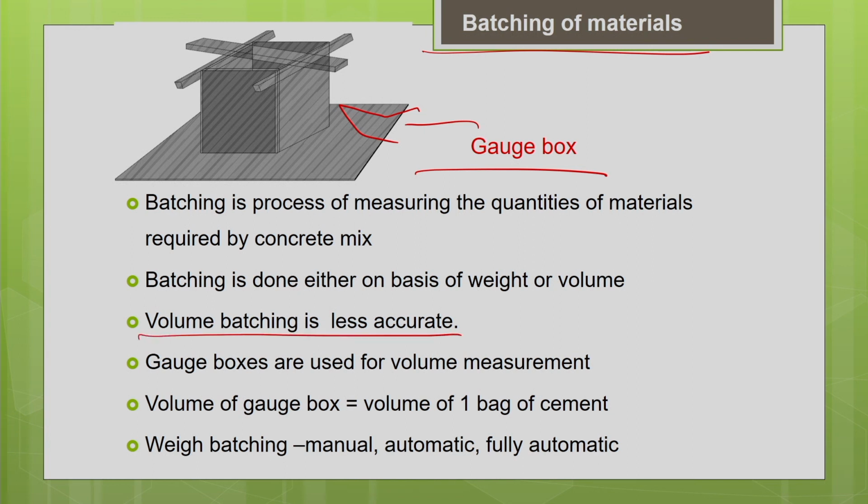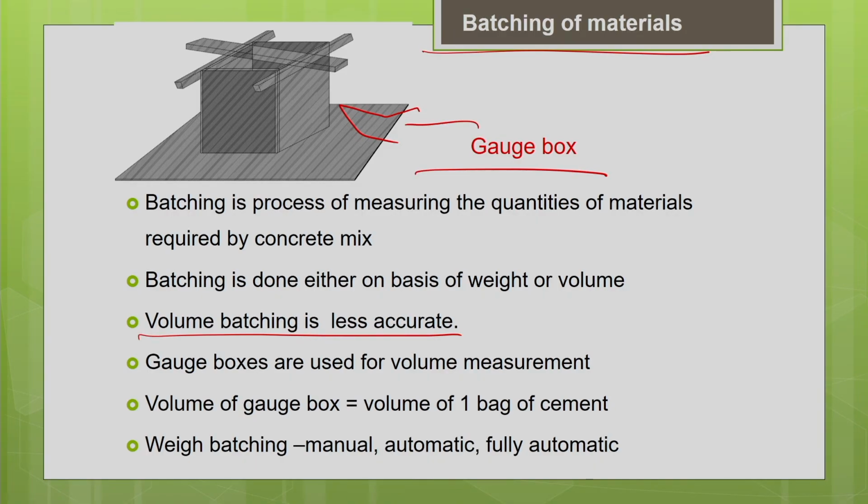Say for example, the sand which we are going to use for concrete making is wet. So you are going to measure the wet sand using this gauge box. You know that sand will bulk when its moisture content increases. Depending upon the fineness of the sand, the finer the sand, the more it will bulk.